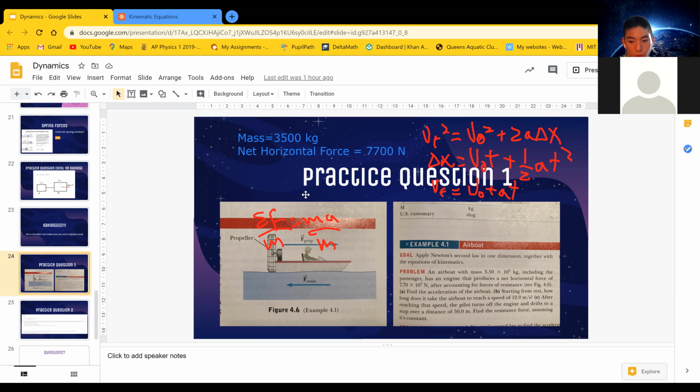Okay, so we know that we now have to use the third equation. So just solve for the time variable now. The answer is close to 5.5. It's not exactly 5.5.